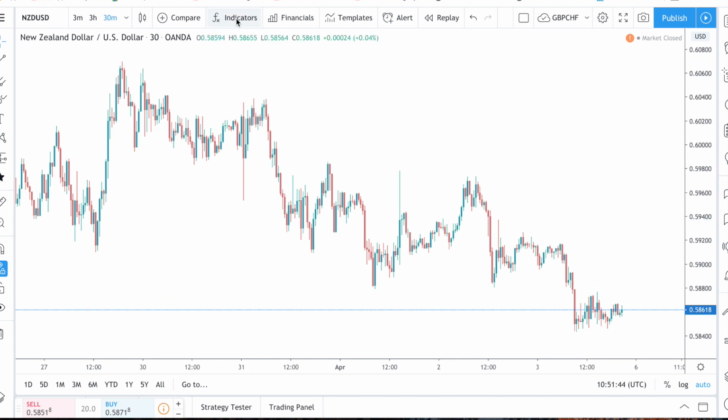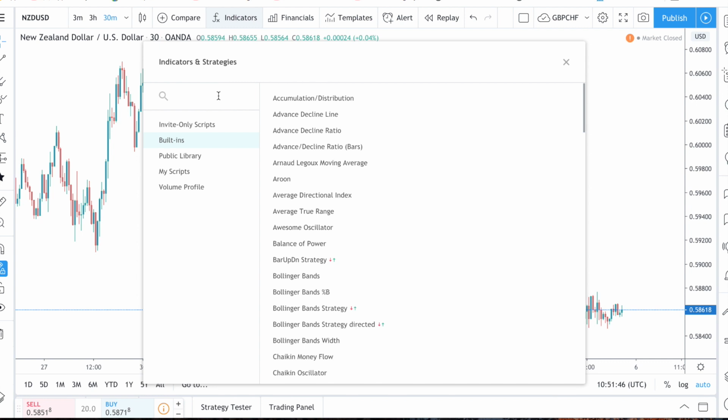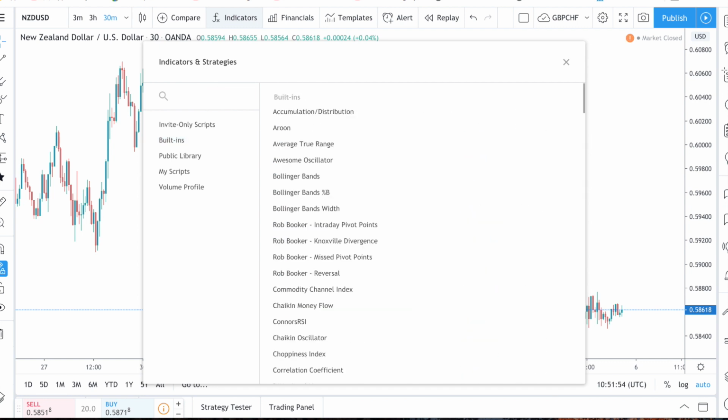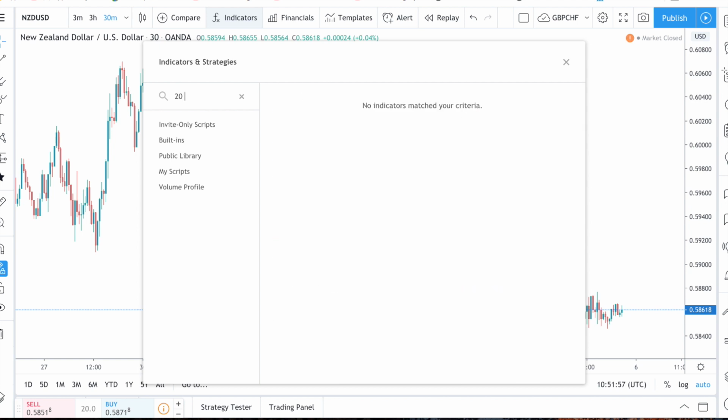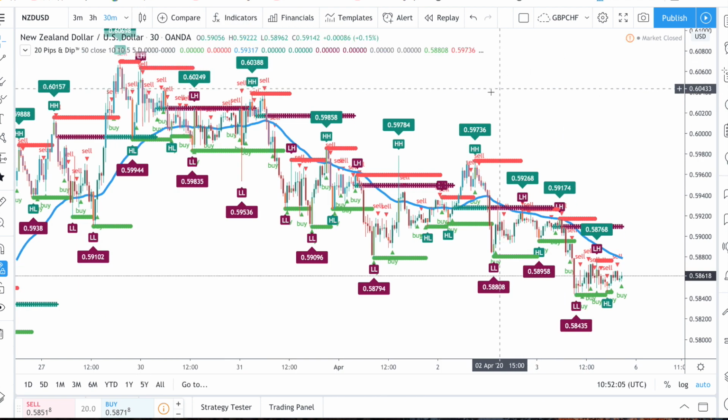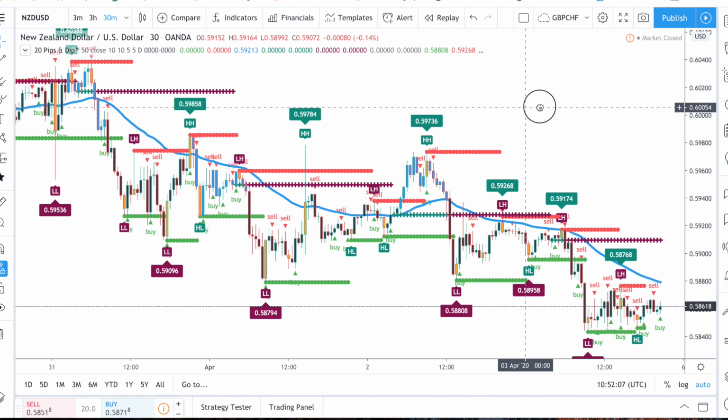What you're going to do is select on indicators. As long as you're approved, you're going to have access. So you're going to type in 20 Pip, and then it's obviously going to pop up 20 Pips and Dip. Now once you select this indicator, if you have access, it's now going to appear.